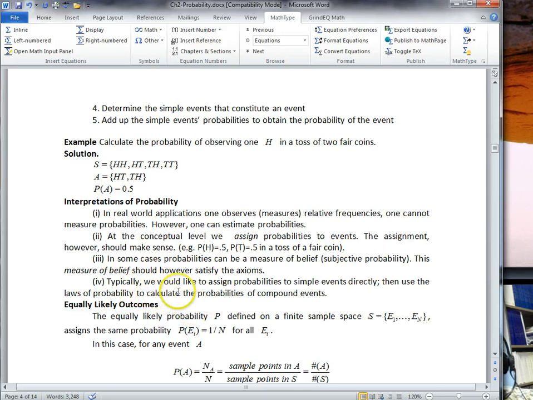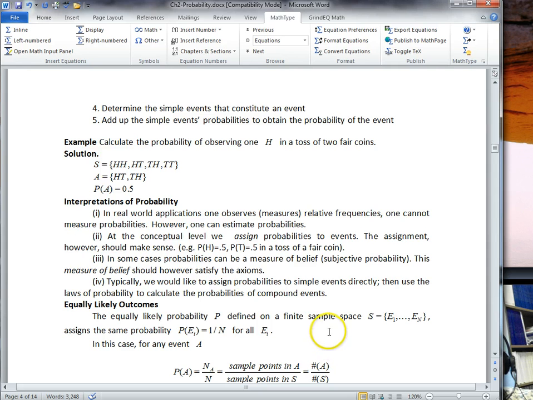So typically we would like to assign probabilities to simple events directly. Remember, to simple events, then use the laws of probability to calculate the probabilities of compound events. So that's what we are interested in, compound events.